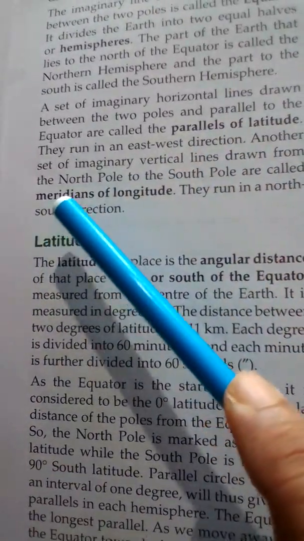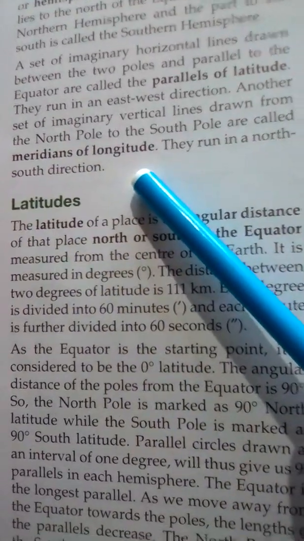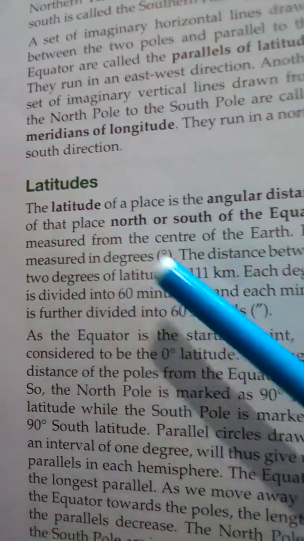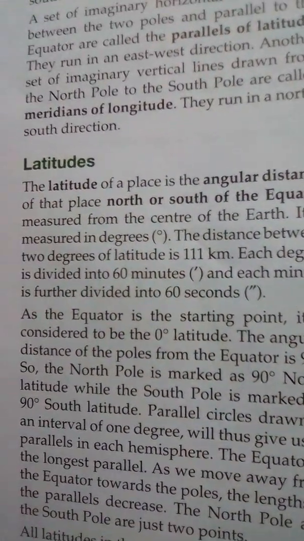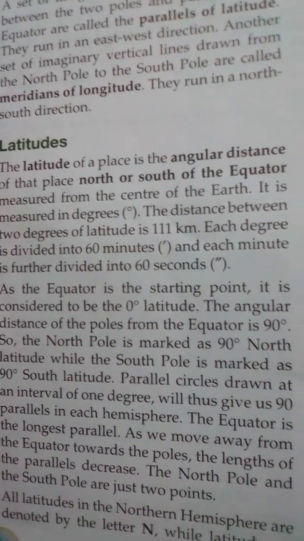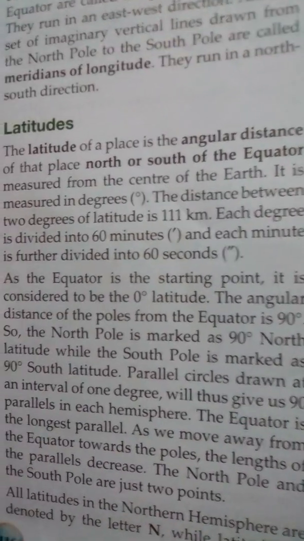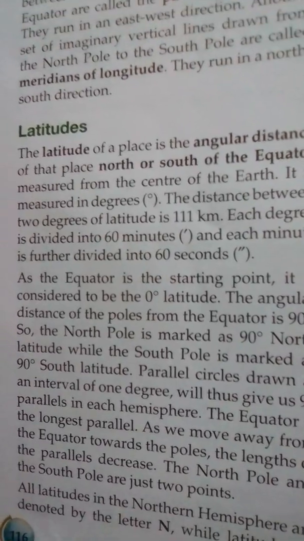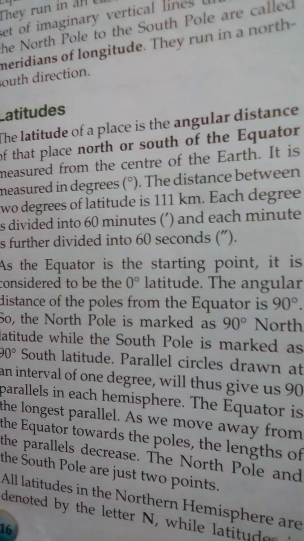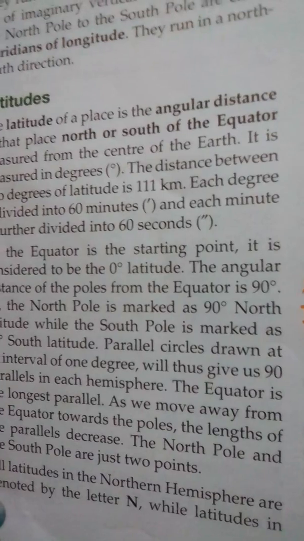These are parallels of latitude. Now the lines from the north pole to the south pole are called the meridians of longitude. They run in the north-south direction. The latitude of a place is the angular distance of the place north or south of the equator, measured from the center of the earth. It is measured in degrees. The distance between two degrees of latitude is 111 kilometers. Each degree is divided into 60 minutes and each minute is further divided into 60 seconds.